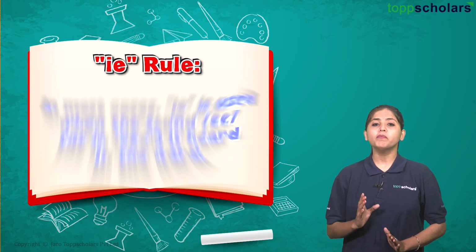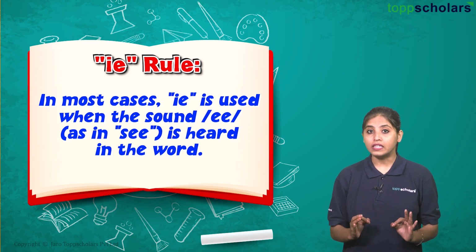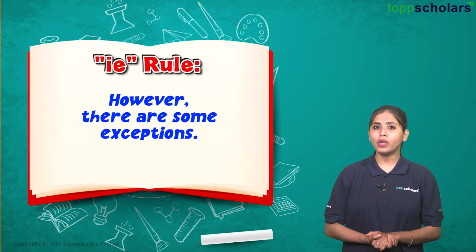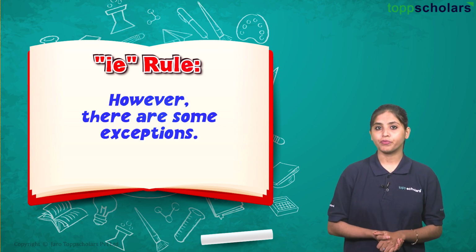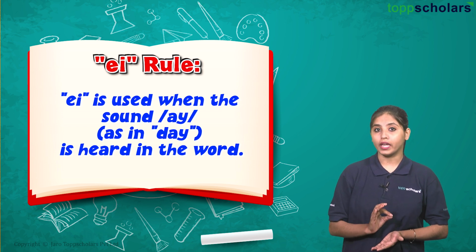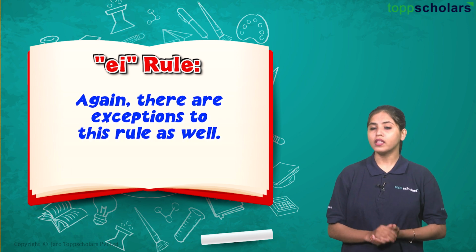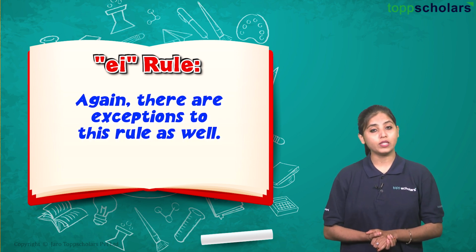IE rule. In most cases, IE is used when the sound E, as in C, is heard in the word. However, there are some exceptions. EI rule. EI is used when the sound A, as in day, is heard in the word. Again, there are some exceptions to this rule as well.